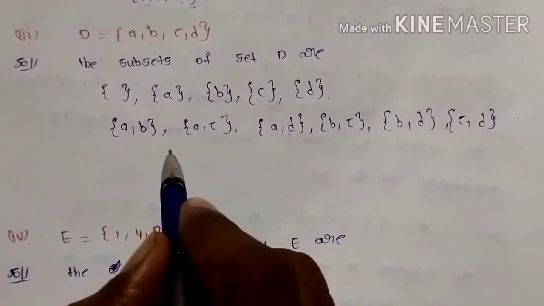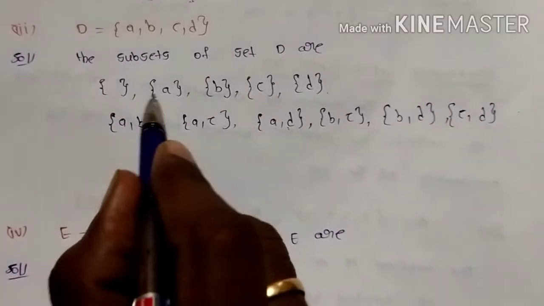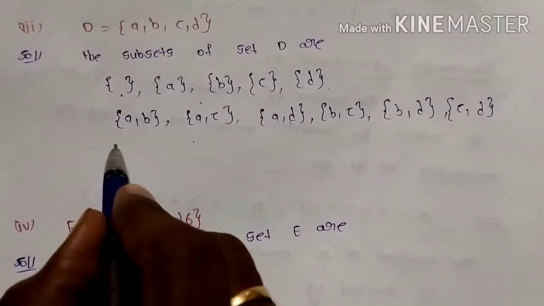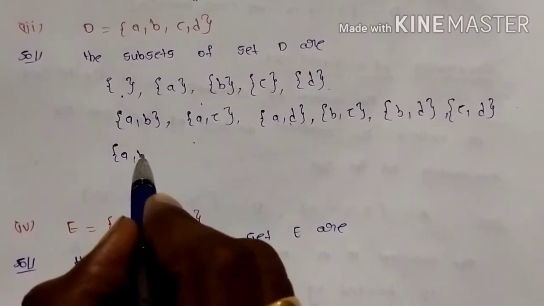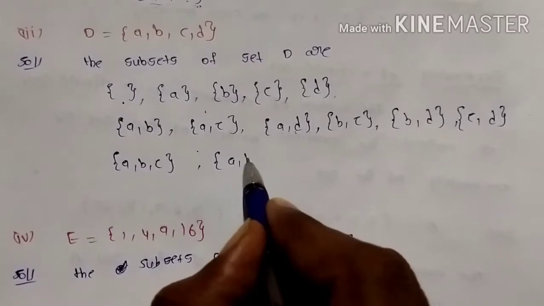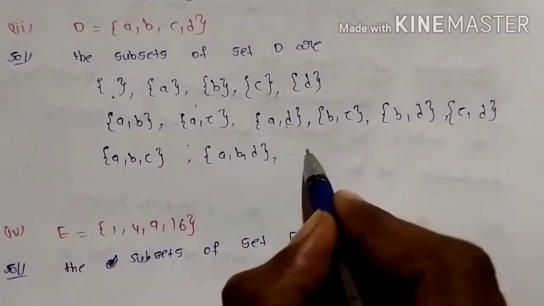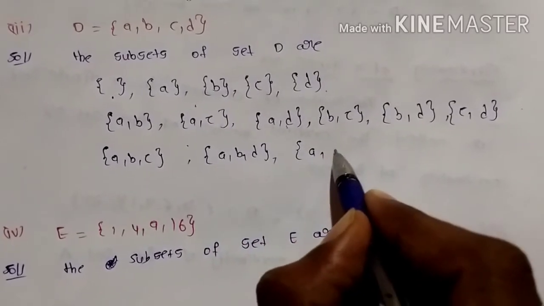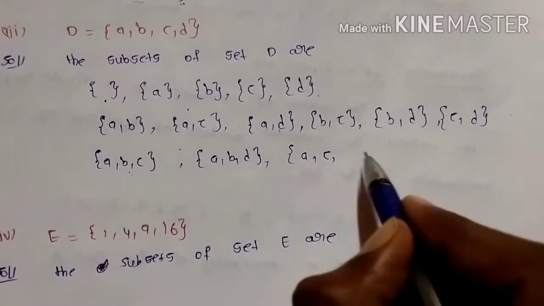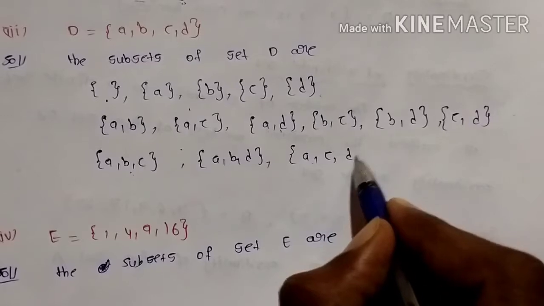Now you can see three elements. First the null set, then with one element, with two elements. You can now consider three elements. That means A comma B comma C. Next you can take A comma B comma D. Next you can consider A comma C, and instead of B I am taking C, A comma C comma D.